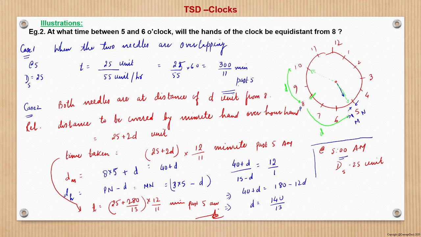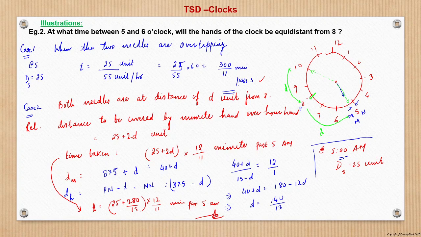So, a good question. Otherwise, because here we could find two scenarios wherein the question would be satisfied, that is, both the hands are equidistant from point 8. One is the scenario in which both the needles are at the same position at the same time. What is that time? That is the time when they meet together between 5 and 6, and that we can find using the relative motion concept. Secondly, when the two needles are spread out on either side of 8 and equidistant.